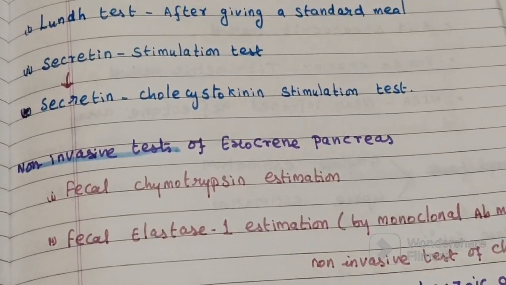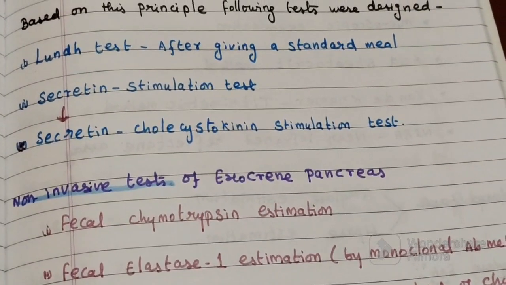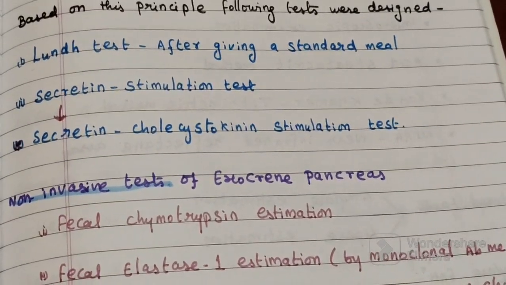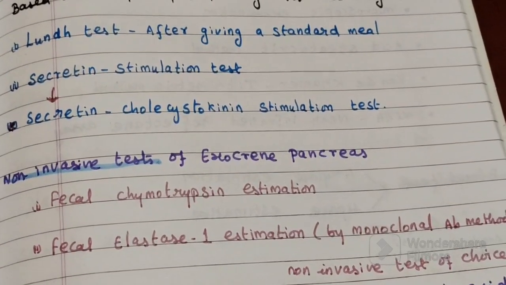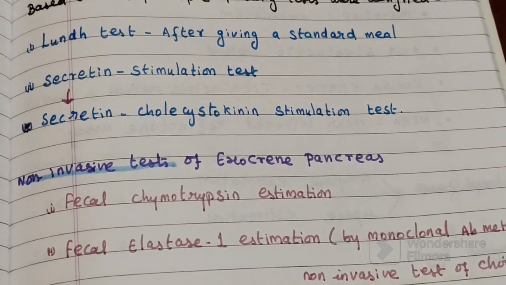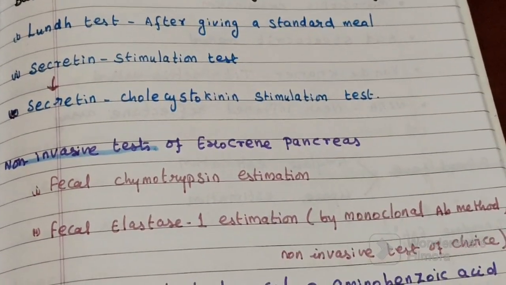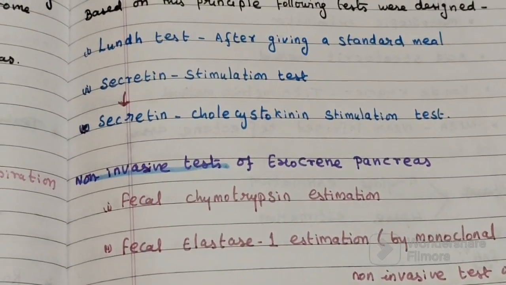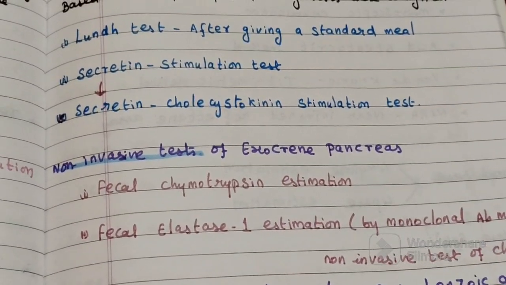And the second type of test is secretin cholecystokinin stimulation test. Here the patient is given intravenous injection of secretin and cholecystokinin, and thereafter the GI aspirate is collected and the above parameters assessed. This is all about the invasive test.